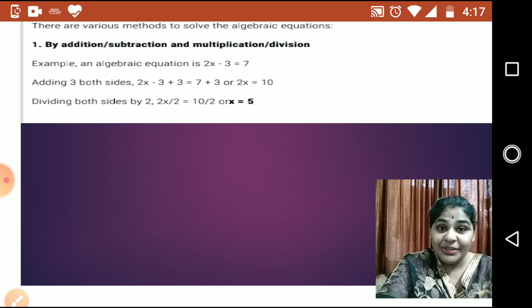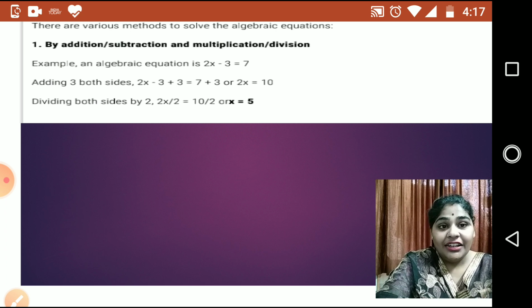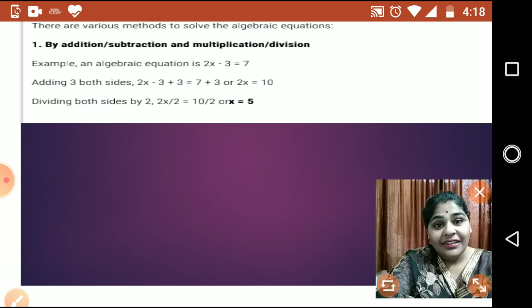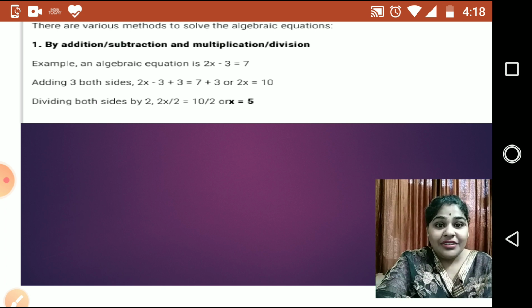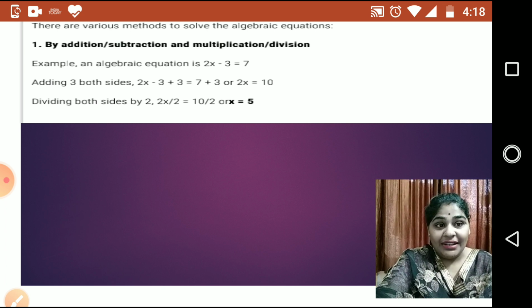And when we substitute this x equal to 5 in our given equation, you will see that the left hand side and right hand side are equal. So this is the first method we have seen, balancing, right?